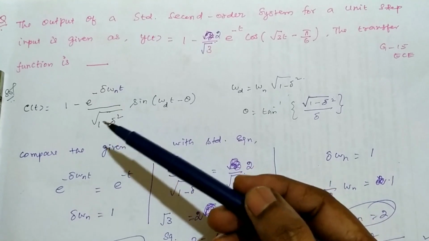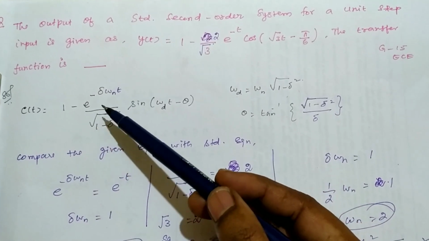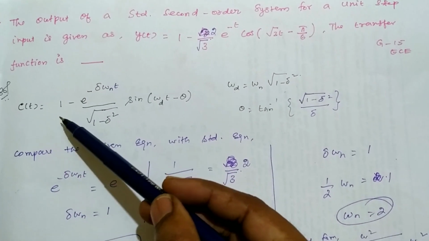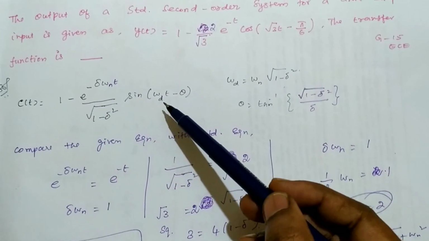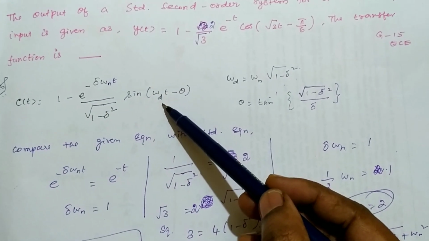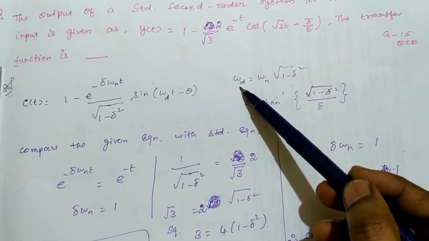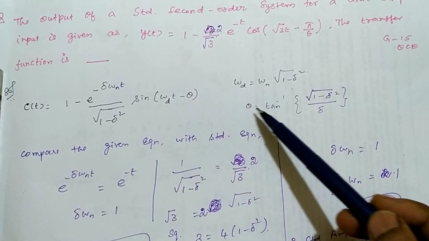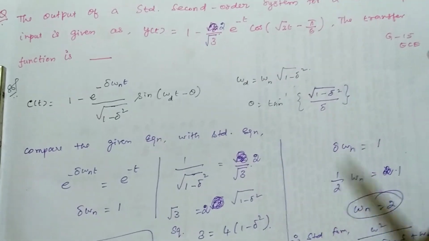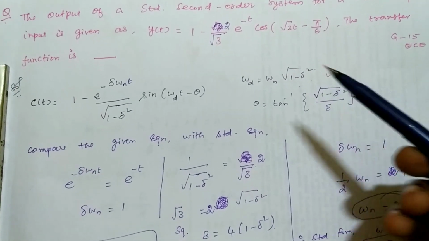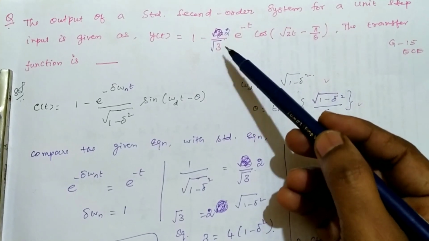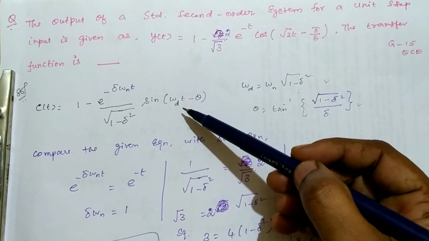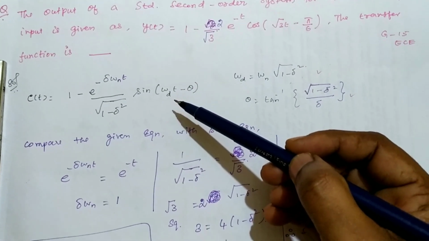So we know the second order system standard response equation is 1 minus e power minus delta omega n t, and so on, where omega d is the damped natural frequency having this formula, and theta is the tan inverse having this formula. This is a thing we know already. We compare the output equation given in the problem with the standard output equation that we know.